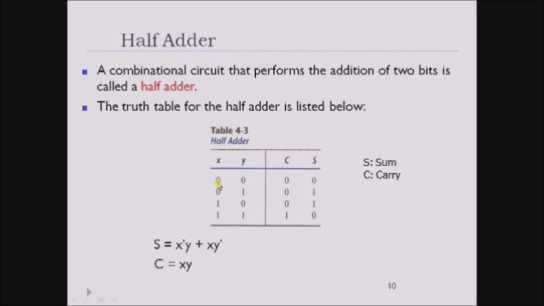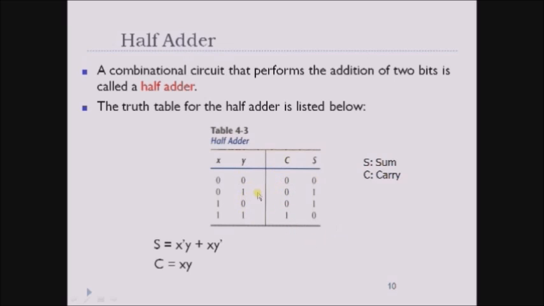Okay, if 0 is added with 0, then carry is 0 and sum is 0. If 0 is added with 1, then carry is 0, sum is 1. If 1 is added with 0, then carry is 0 and sum is 1. If 1 is added with 1, then you'll get the carry as 1 and sum as 0. As you can see here, 1 plus 1 in decimal is nothing but 2, and in binary it is nothing but 1 0.